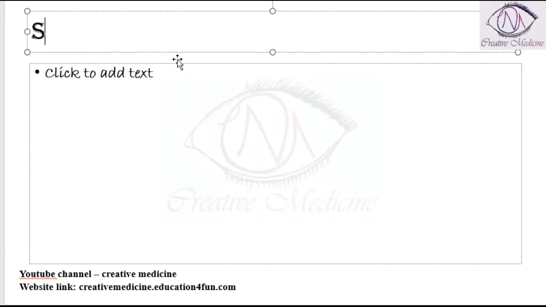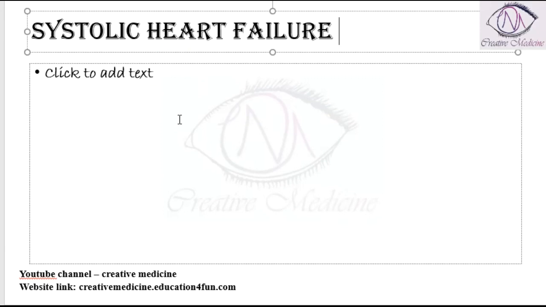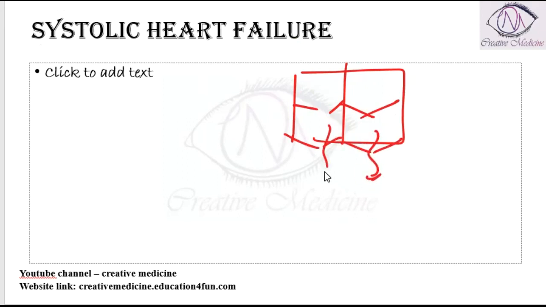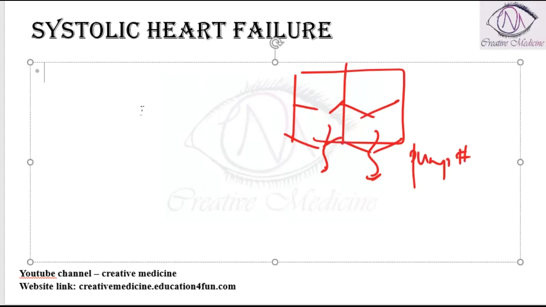So, what are the causes of systolic heart failure? In systolic heart failure, the problem is in the pumping action of the heart. Here there is pump failure. The heart is not able to pump properly during the systole. That is systolic heart failure. It is seen in dilated cardiomyopathy, myocardial infarction and hypertrophic obstructive cardiomyopathy.